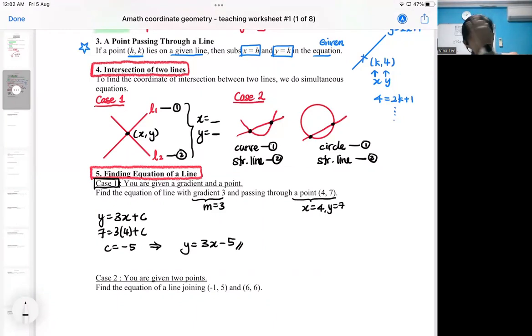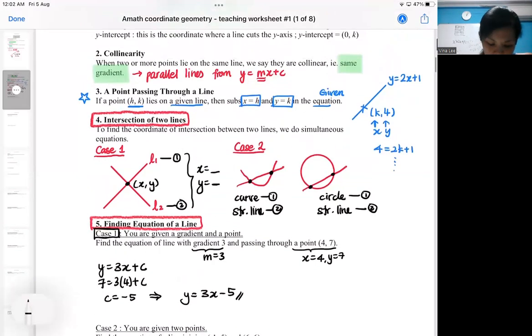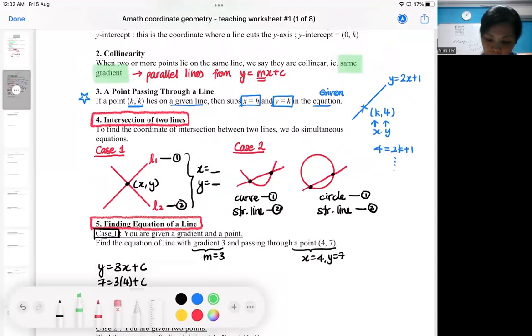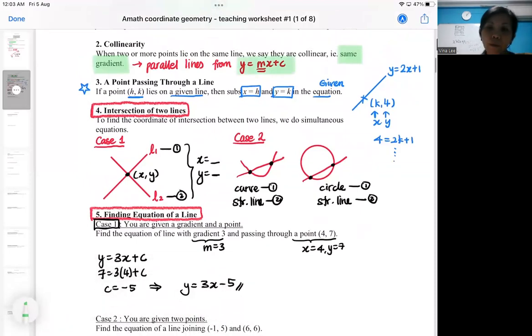So will they give you the gradient, right? For an A math job question, their gradient will not be so direct. The gradient can come from a parallel line, where you've got to make y the subject. Or the gradient might come from a perpendicular line, and I'm going to show you the gradient of a perpendicular line.